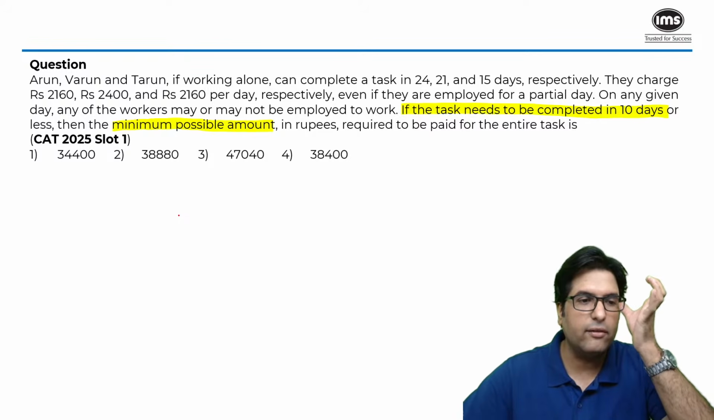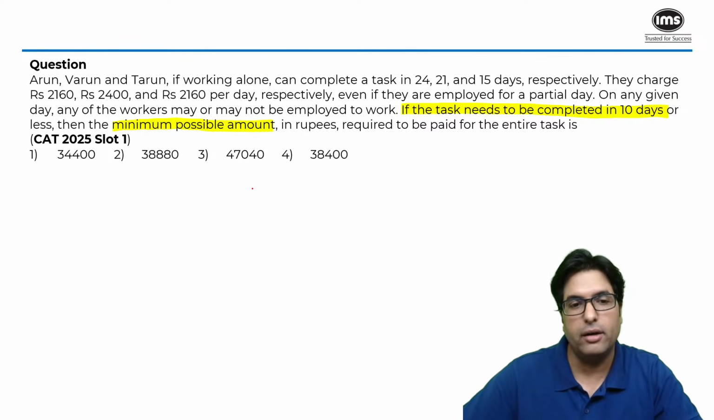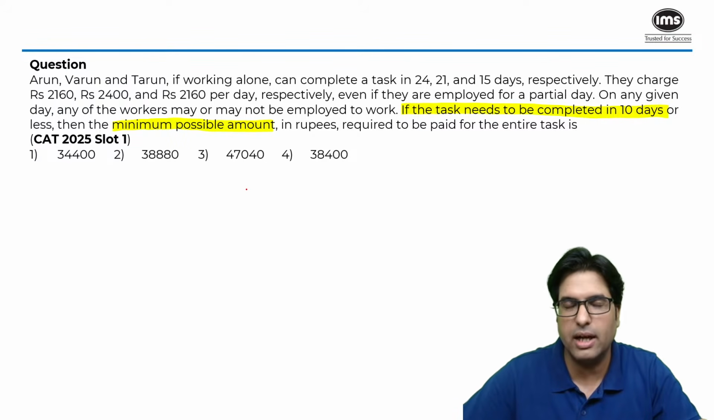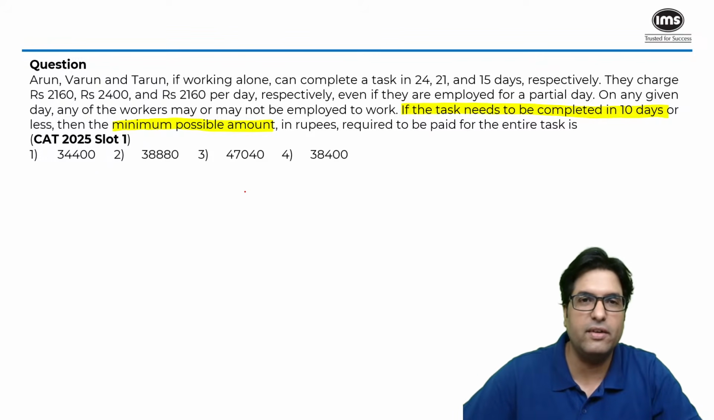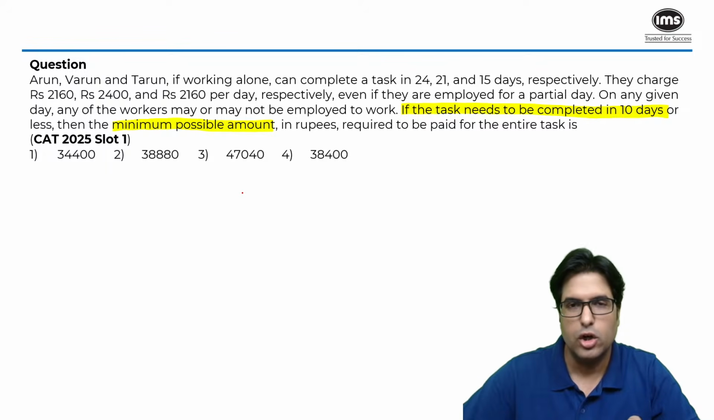On any given day, any of the workers may or may not be employed to work. So we may ask certain people to work together. We may ask some people not to work. So we might have just A and B working together. We might have all three working together. We might just have a single person working. Some people may or may not work together. That is the idea.